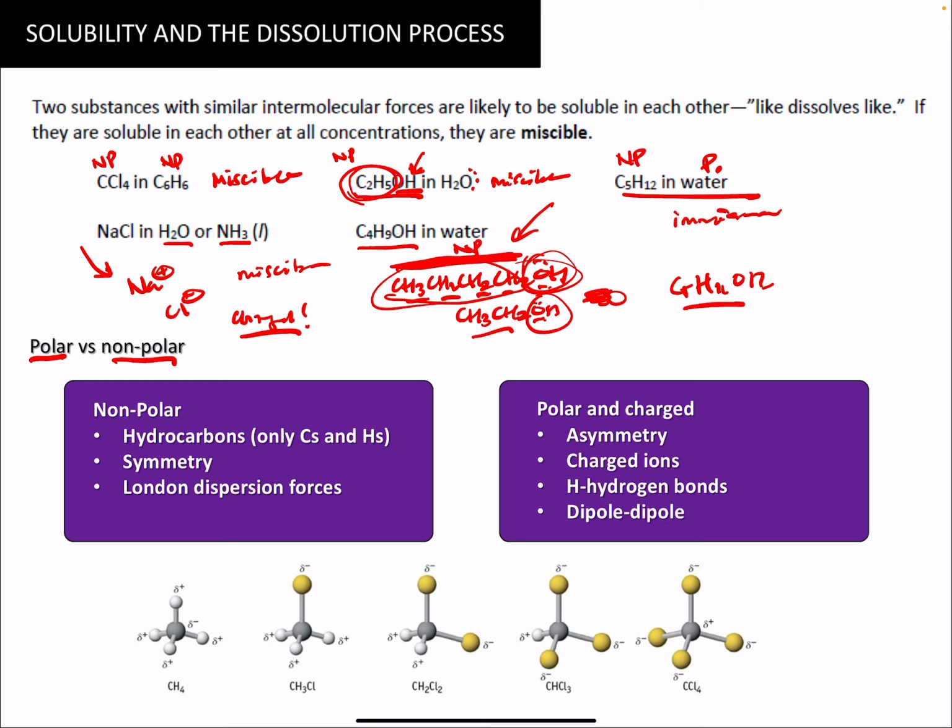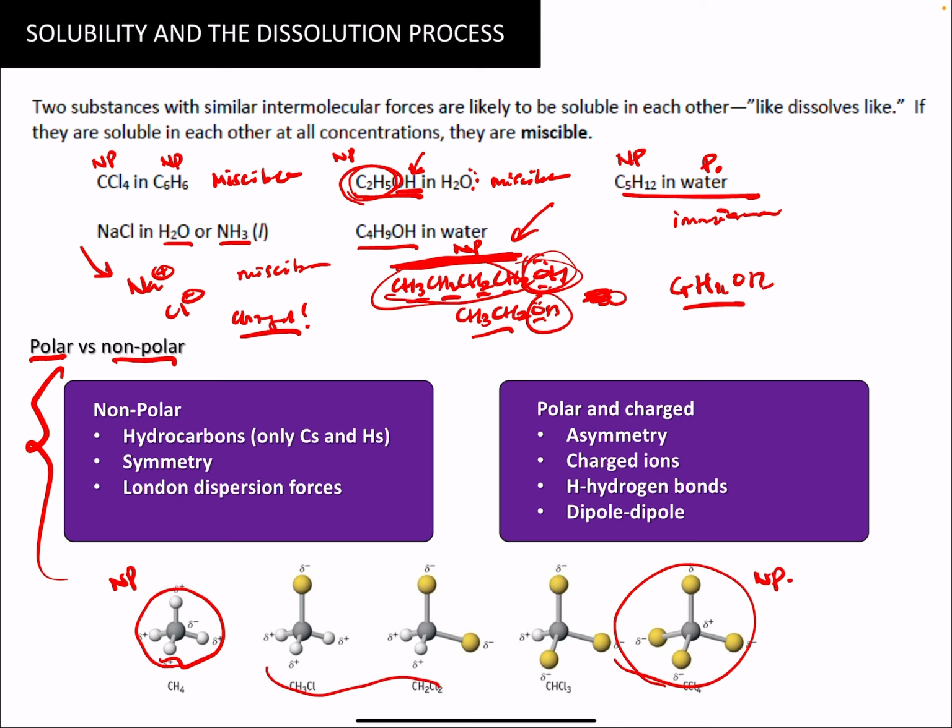All right, so how do you recognize non-polar things? They're hydrocarbons, made of only C's and H's. There's symmetry. Everything is the same around the central atom. And if they have London dispersion forces, which are testing for those same properties, they're non-polar. Polar and charged things, right? We're looking for dipole-dipole interactors, charged ions, and hydrogen bonds. So CH4 is non-polar, central carbon with 4 hydrogens, all the same, non-polar, London dispersion. Carbon tetrachloride, central carbon with 4 chlorines, all the same, non-polar, London dispersion.